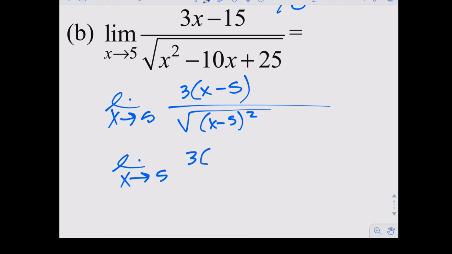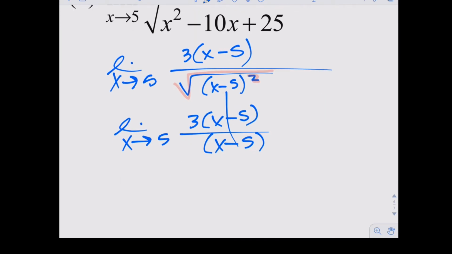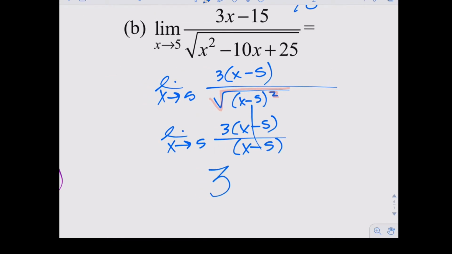What, you see something? The square root of something squared should just be the something. And what happens now? They divide out. And we're just left with what? 3. Was it that easy? Did that feel too easy? It kind of felt easy.